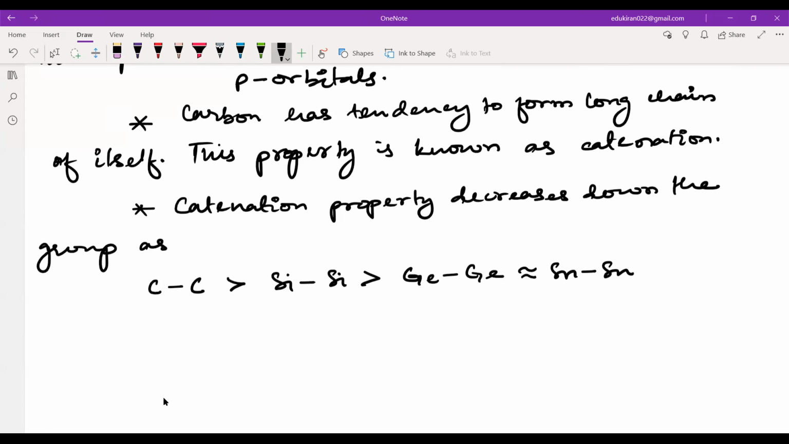Now we will be looking at the allotropes of carbon. Allotropes of carbon are diamond, graphite, and fullerenes. You must have heard about diamond and graphite. So we will write a few points regarding diamond and graphite, and then we will write about fullerenes.